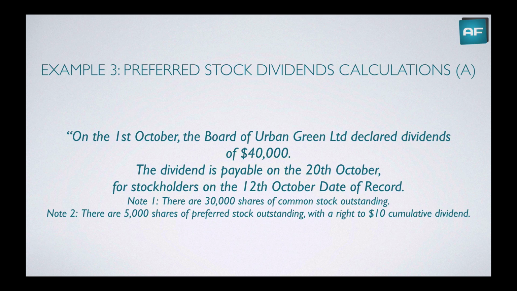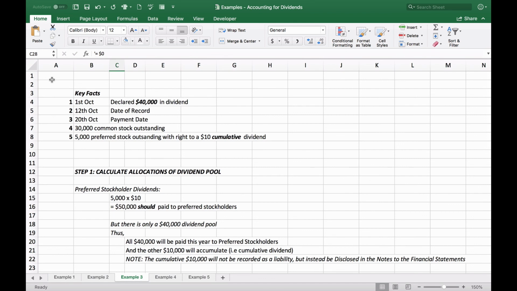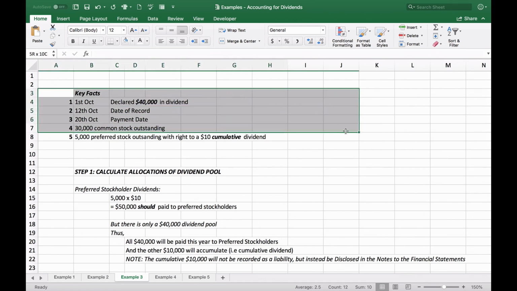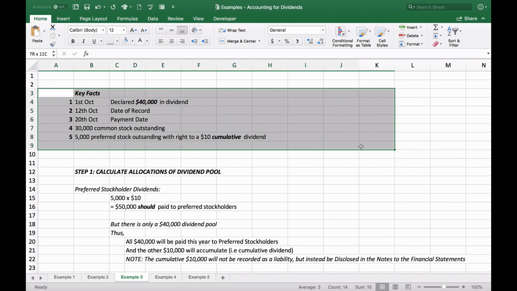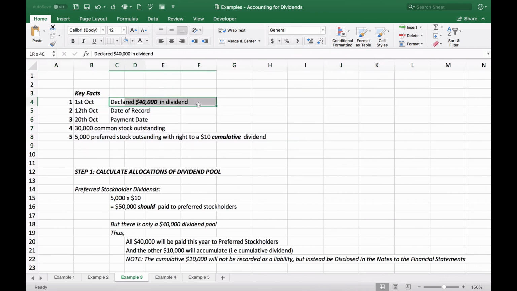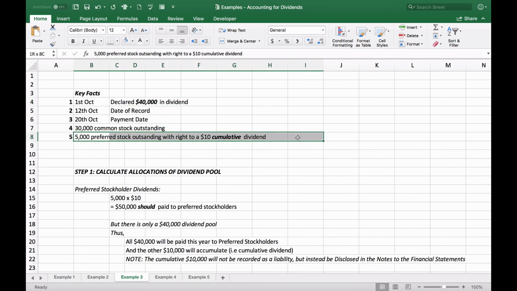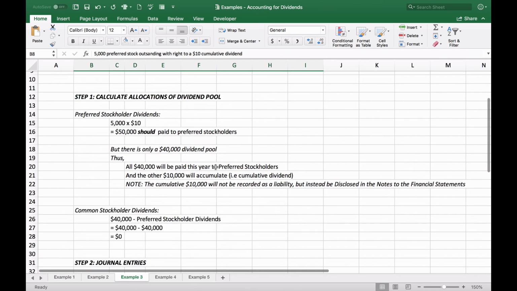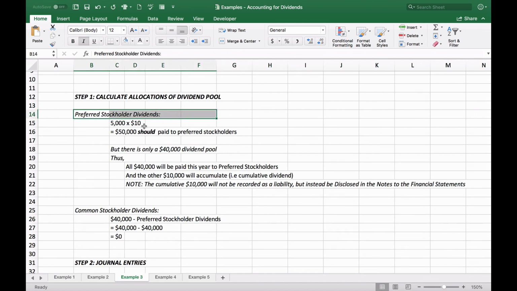So let's get back to Excel, have a look. Okay, so here are the key facts. Everything's the same. Where it's different, I have bolded it and italicized it. So this time there's a $40,000 dividend, and this time we've been more specific in that the preference shares have a cumulative dividend of $10. So step 1, we've got to calculate the allocations of the dividend pool. First up, we have the preferred stockholder dividends again, same process, same calculation, but this time $50,000 should be paid to the preference shareholders.